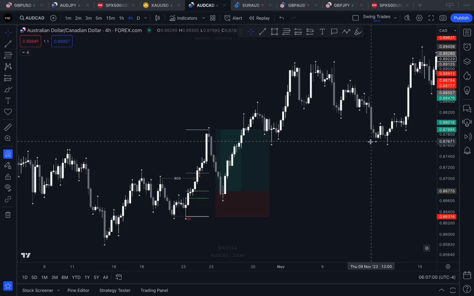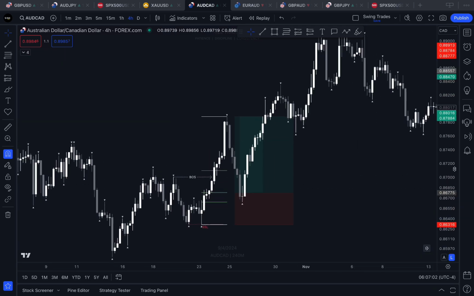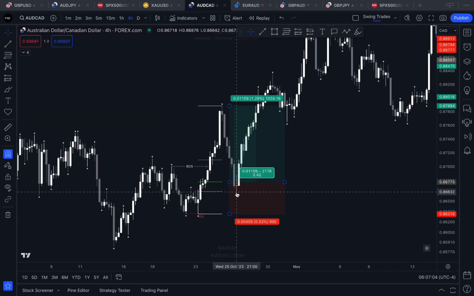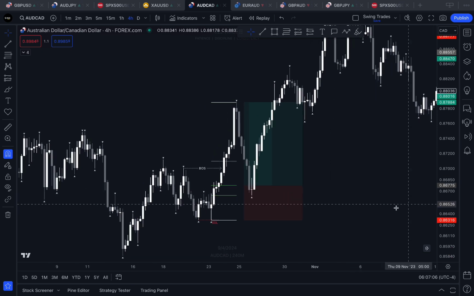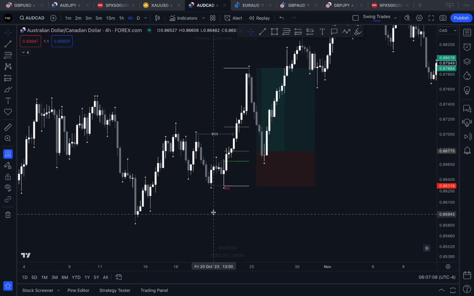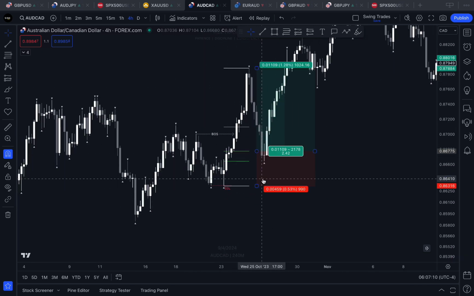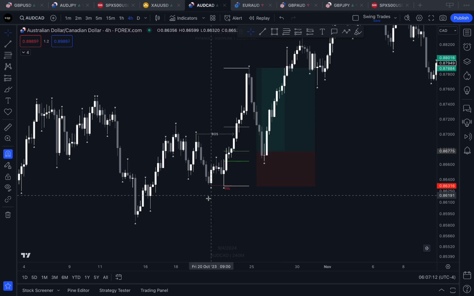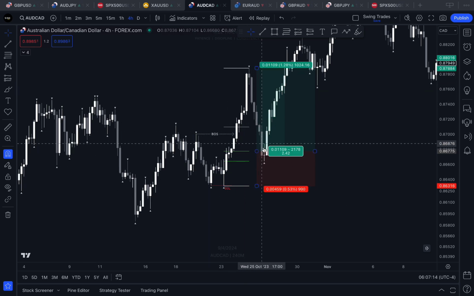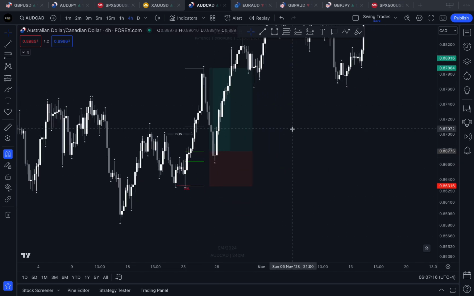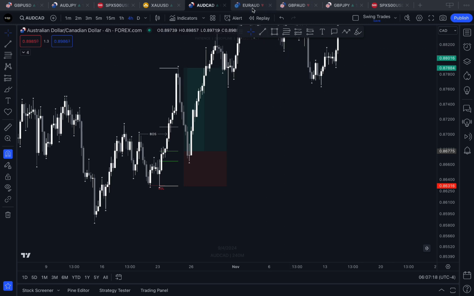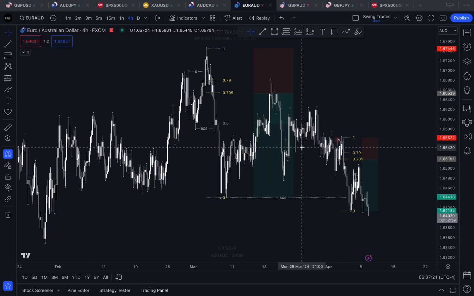Another example, going back a little bit further on Aussie CAD. So this pair's performed really, really well recently. This goes back to October last year. But here we had a sweep of liquidity, break of structure higher. Again, same thing happened. We've got fair value gaps in here, clear displacement, traded back into our entry zone and ran higher for 2.4R.